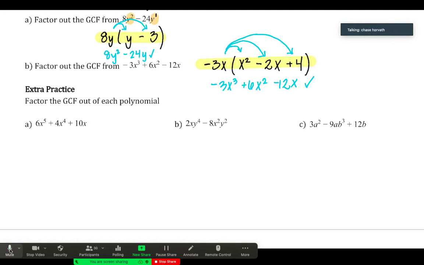Yeah, what's up? Yeah, so that's okay. For right now, that's totally fine. It's just later on in the chapter, if you can get in the habit of pulling out a negative if the first number is negative, it'll just help you later on.